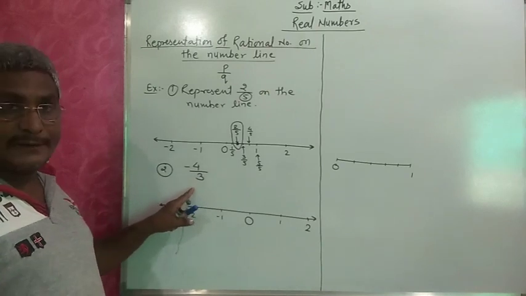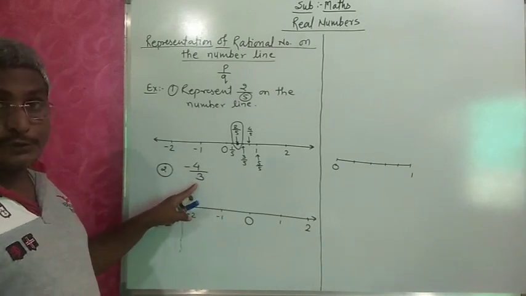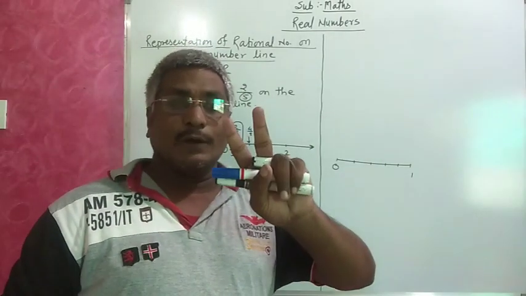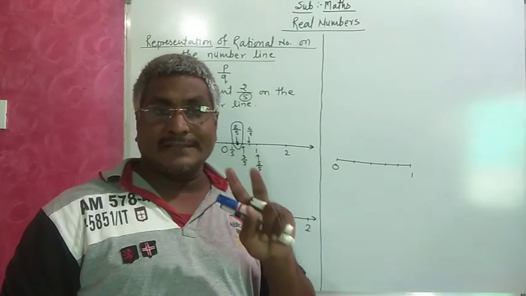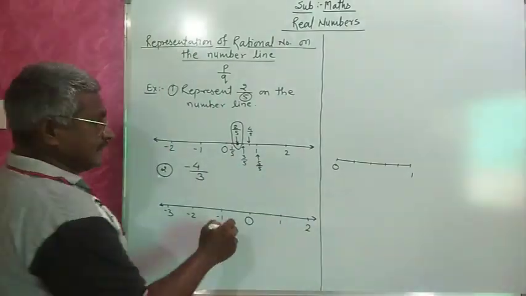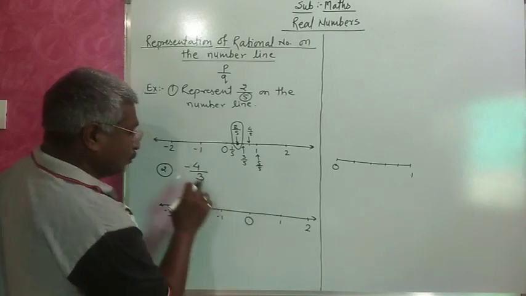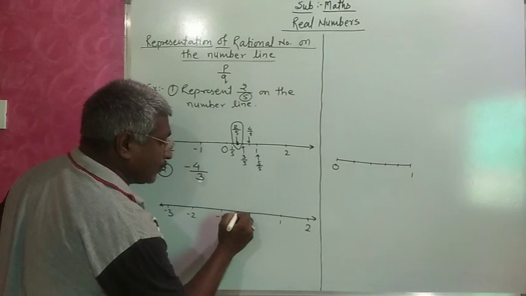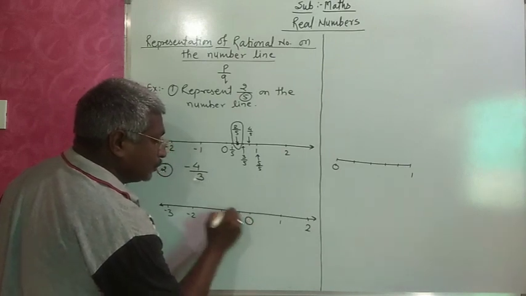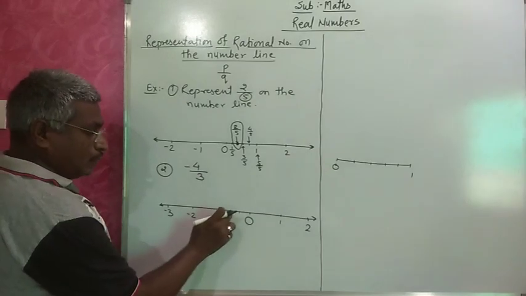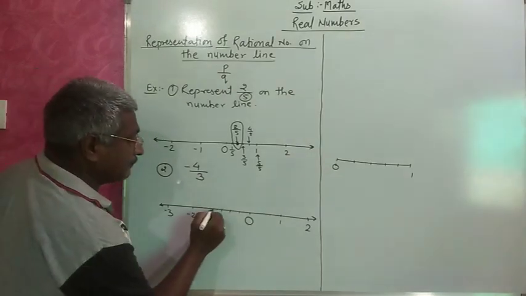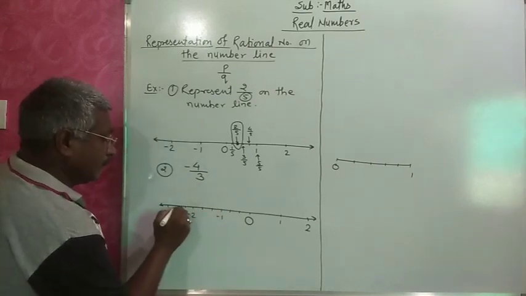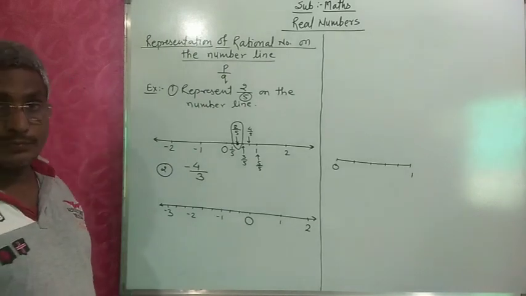Now what is the denominator? Denominator is 3. So how many parts have to be made? 3 parts. 3 parts means how many lines? 2 lines. So between these we have to take 2 lines. Which side is it negative? Left side of 0. 1, 2. 1, 2, 3. Got it? Here 1, 2. 1, 2. Hope you understand.